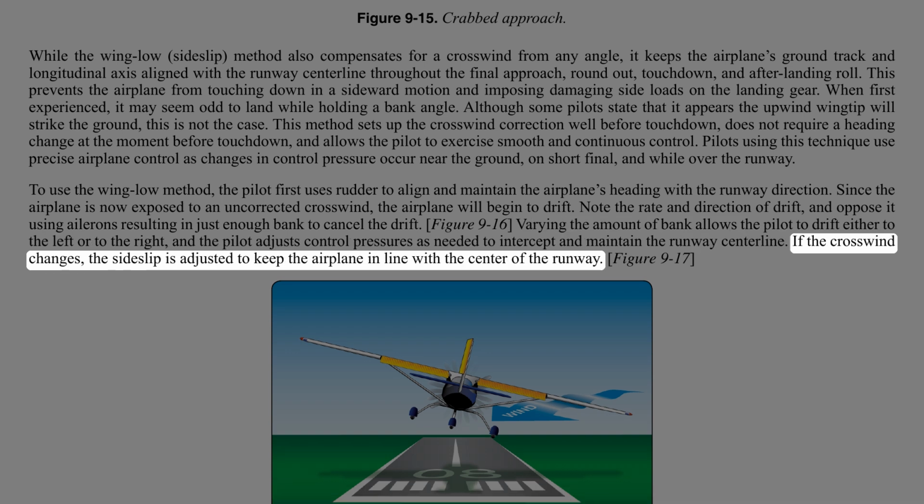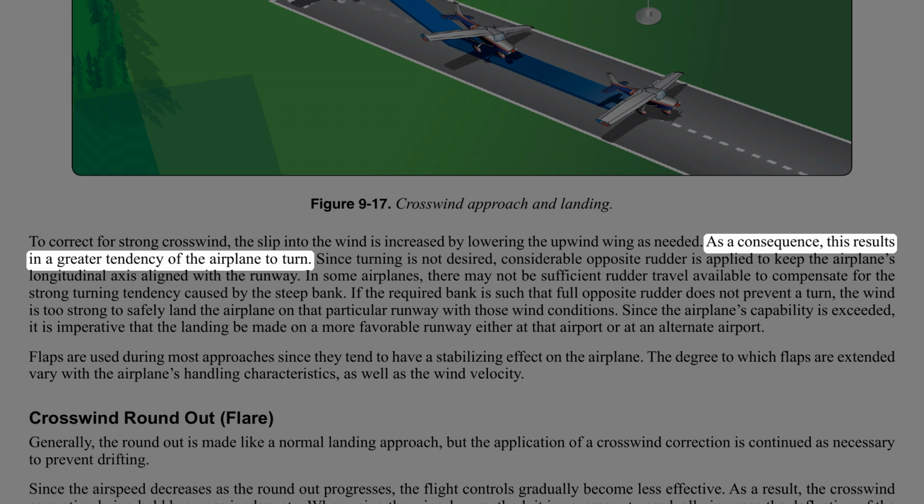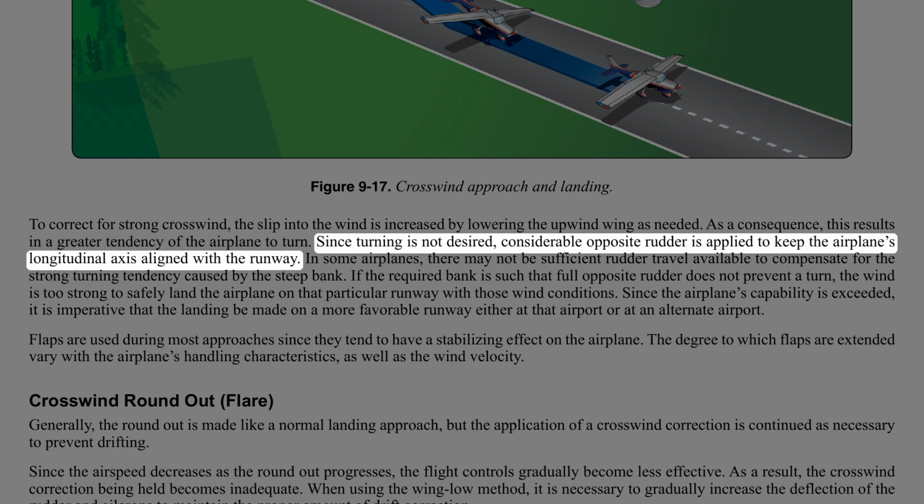If the crosswind changes, the sideslip is adjusted to keep the airplane in line with the center of the runway. To correct for strong crosswind, the slip into the wind is increased by lowering the upwind wing as needed. As a consequence, this results in a greater tendency of the airplane to turn. Since turning is not desired, considerable opposite rudder is applied to keep the airplane's longitudinal axis aligned with the runway.